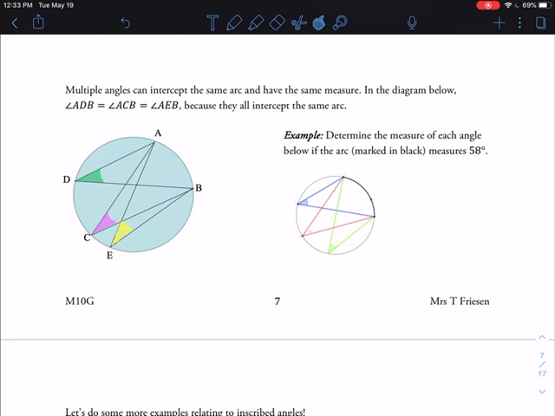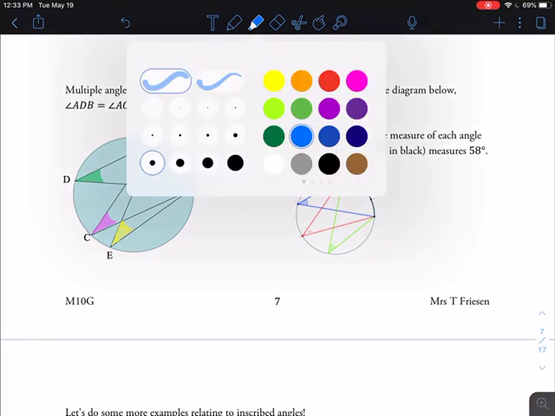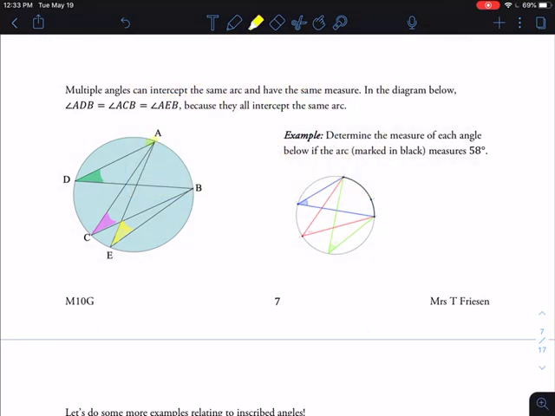Okay, so in this diagram here, I'm going to just change colors again. We can see that angle ADB, angle ACB, and angle AEB all intercept that same arc, AB. Because of that, we know that they have the same angle measurement, which is just what I wrote here. They're all the same angle size. Now, using that, we can complete this example.